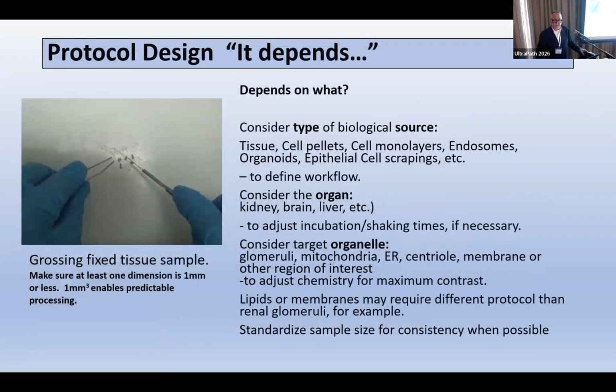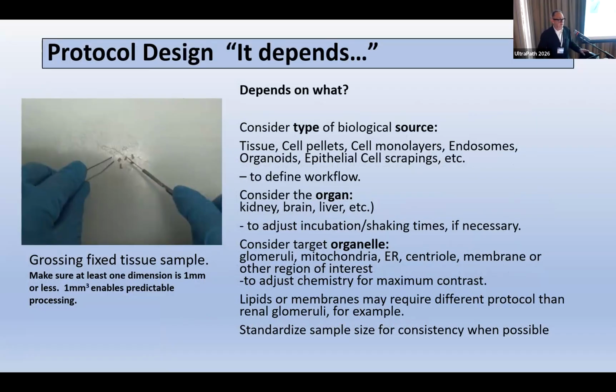Protocol design. Well, it depends. It depends on what? Well, the type of biological source, we like to call it. So is it tissue? Is it cell pellets, monolayers? What is the type of the source? And then the organ of the source tissue. Is it kidney? Is it brain?